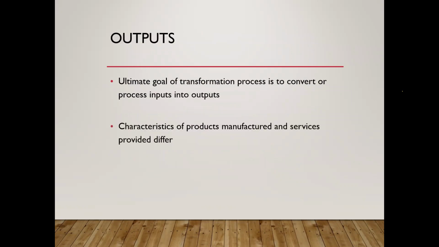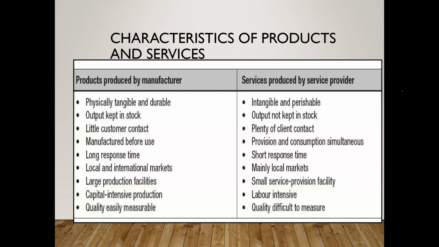Then the output is the ultimate goal of the transformation process, because you want to convert or process inputs into what? Into outputs. However, the characteristics of products manufactured and services provided differ. So let's look at some of the characteristics between products and services. Products are produced by the manufacturer, whereas services are produced by the service provider. The products or the goods are physically tangible and durable, whereas services are intangible and perishable.